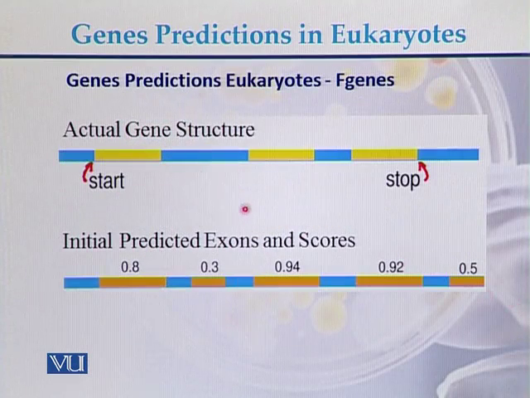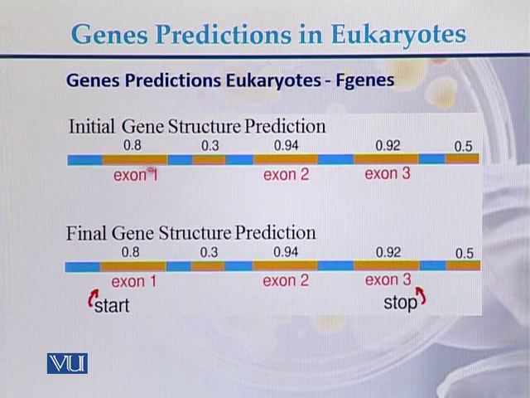This is the diagram of how FGENES identifies the genes. This is the actual gene structure: exon 1, exon 2, and exon 3. The initial prediction with the help of FGENES gives a score: here it has given 0.8 to exon 1, 0.3 to another exon identified by FGENES, then another exon 0.94 and 0.92, then 0.5. So based on the scoring system, the actual exons can be identified. Here we see it has given the score 0.3 and here 0.5, so these may be false exons.